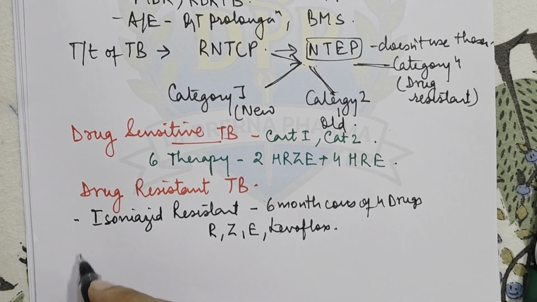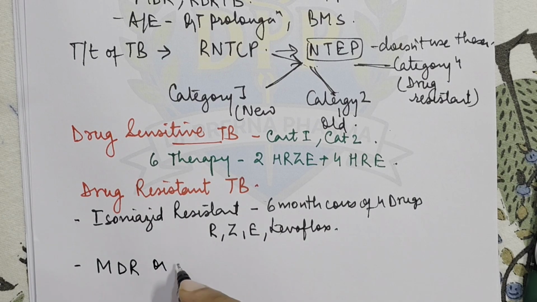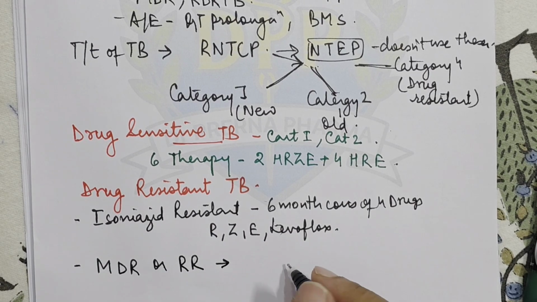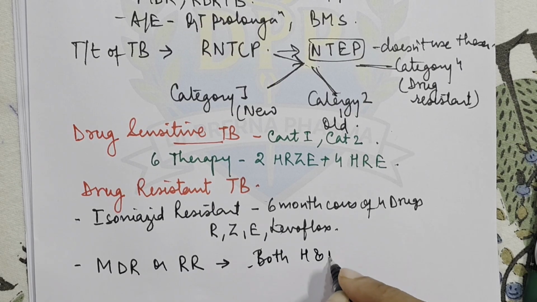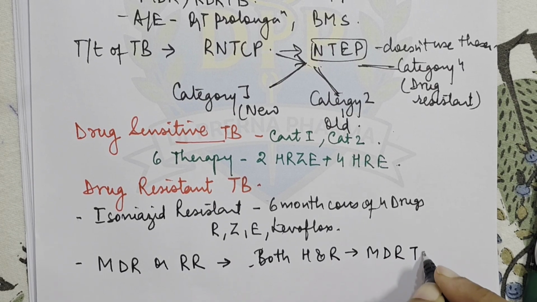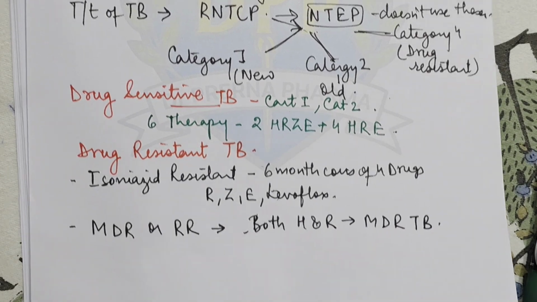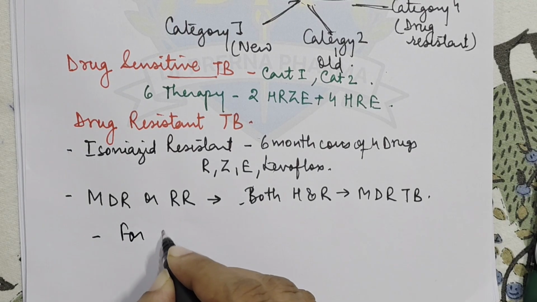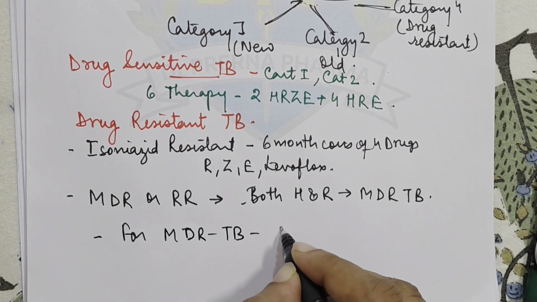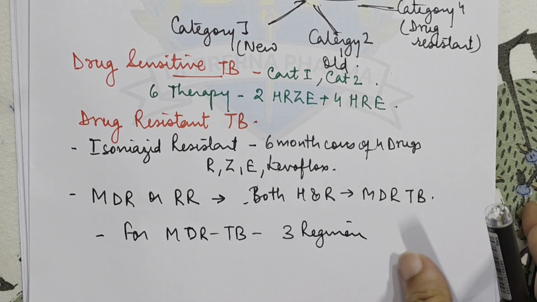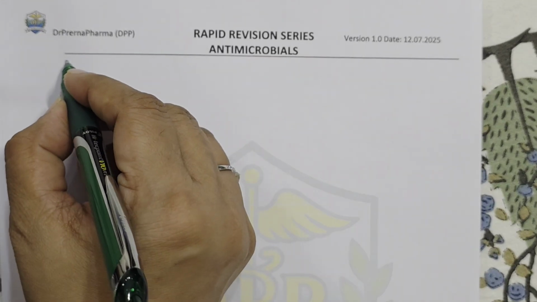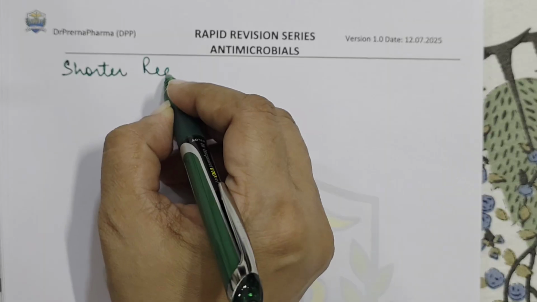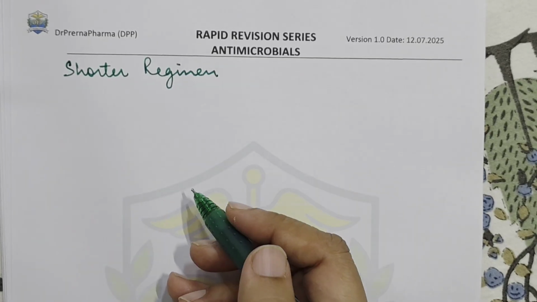Okay, if this is MDR TB or rifampicin resistant, when the person is resistant to both isoniazid and rifampicin, then it is called MDR TB. Now what are the regimens for MDR TB? For MDR TB we have 3 regimens. Let us see the regimens one by one in detail. So the first regimen is called the shorter regimen.